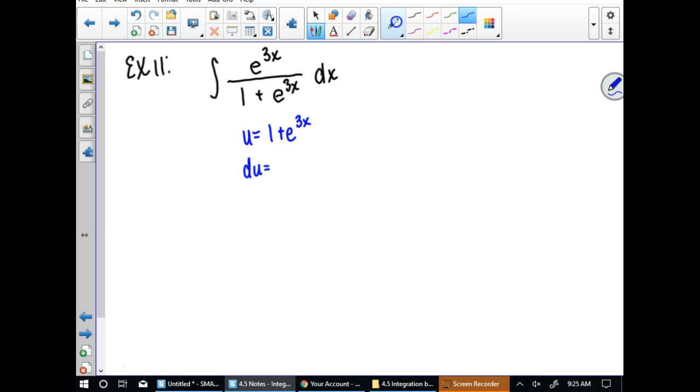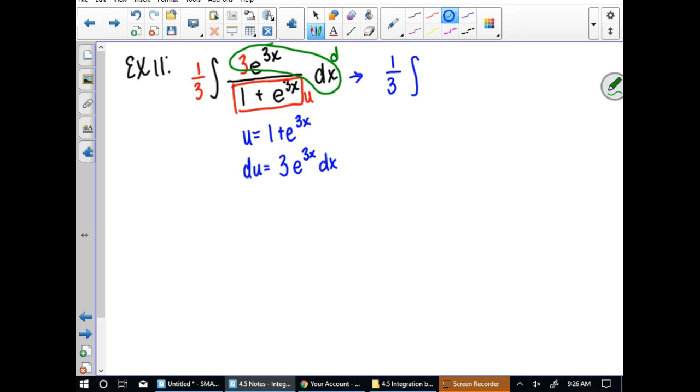Nothing. Then the derivative of e to the 3x is e to the 3x, but you must use the chain rule. So you've got to multiply it by the derivative of 3x, which is 3, and then you'll have a dx here. And that e to the 3x is in the numerator, which is where you want your du to be. So you just need to add a 3 right there and a 1/3 out front. So you end up with 1/3 integral, and the stuff in the bottom here is u, and the stuff in the top plus that dx, that's your du. So you get du over u.